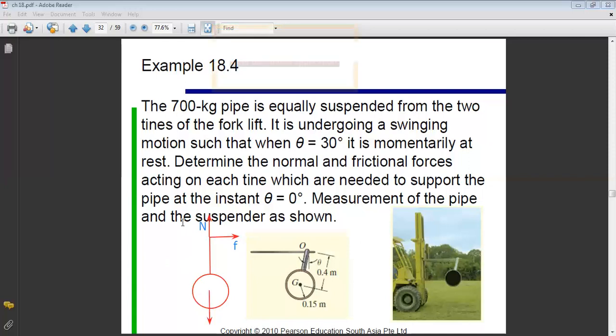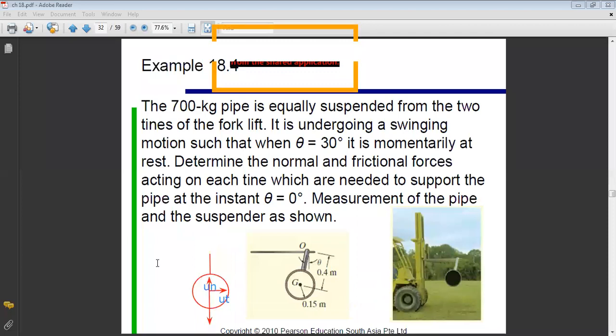Okay? And I have here UN, UT will be like this. So I will draw UN, UT at point G, because G is the center of mass. So this is UT, and this is UN. Okay, now to be able to find these forces, we want to apply sum of Ft equals m at, and sum of Fn equals m an.